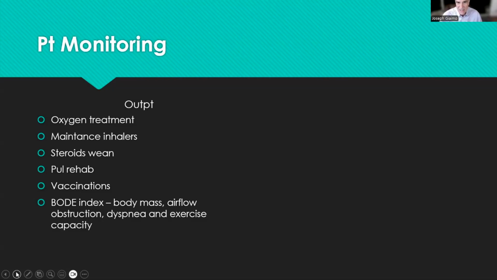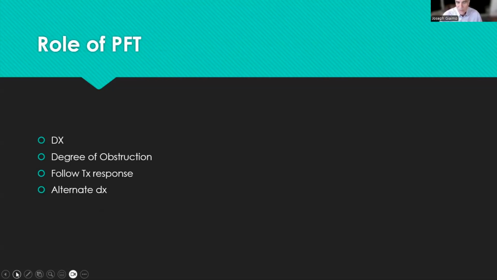Next slide, please. The role of pulmonary function testing. You never really do PFTs when they're sick. You want to give them about 4 to 6 weeks after they get over their acute illness, because then you're going to get a more demonstrative picture of where they are clinically. You're looking for that for diagnosis, and certainly you can rule things in and rule things out with it, but also for the degree of obstruction, how they're responding to therapies, and alternative diagnoses.